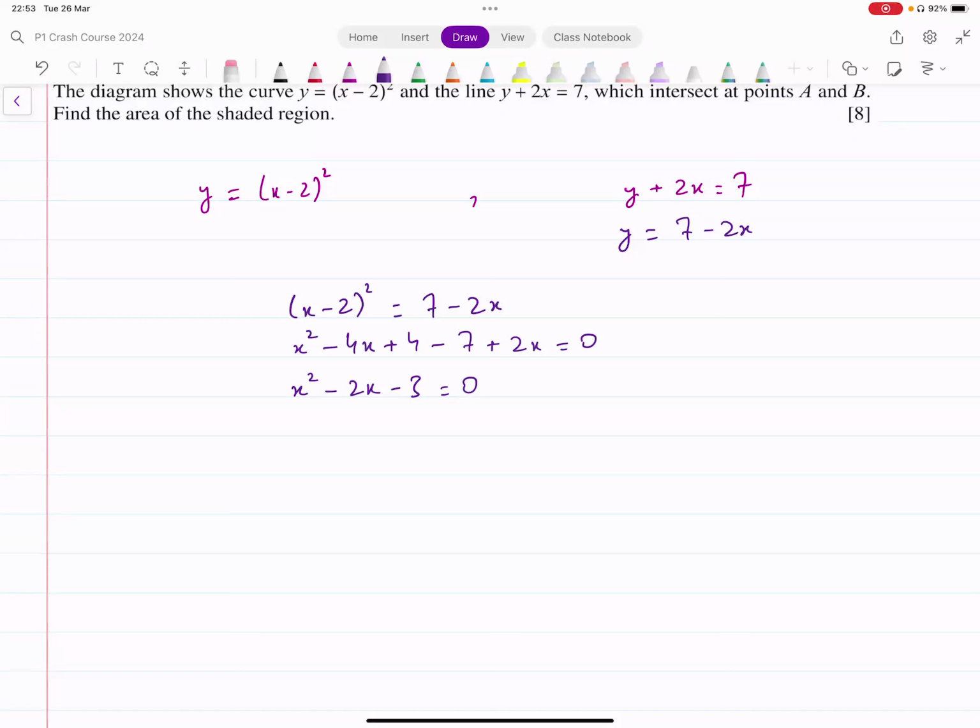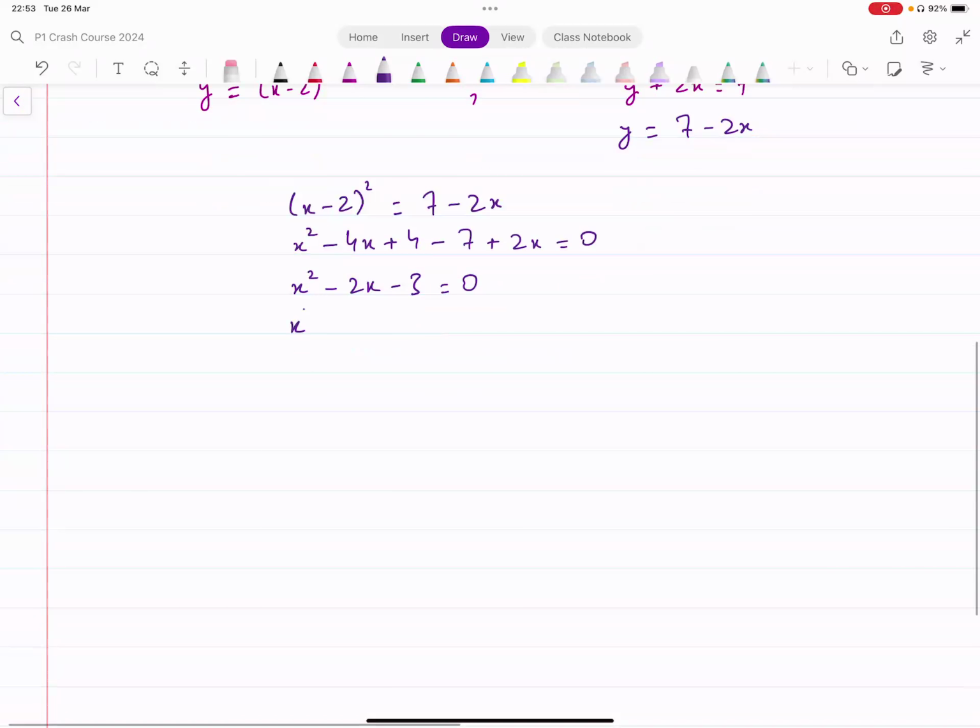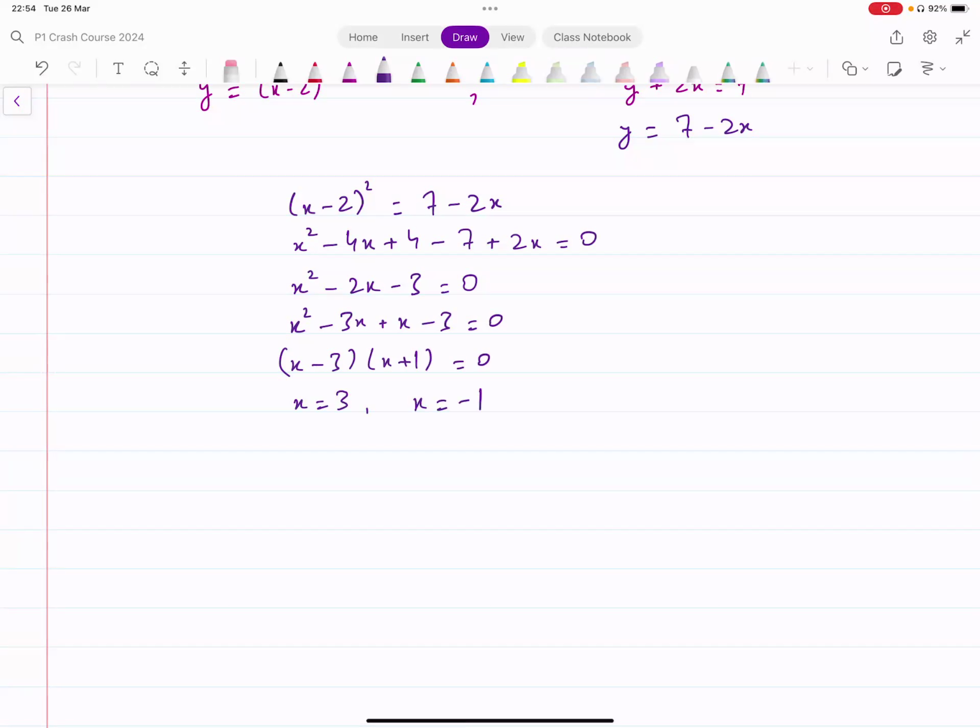Okay. Now let's solve this equation. Can we factorize this? We can. It becomes x squared minus 3x plus x minus 3 equals 0. That gives us two factors, x minus 3 and x plus 1, which means x either equals 3 or x equals minus 1. So the two points of intersection that we have, their x coordinates are minus 1 and 3.